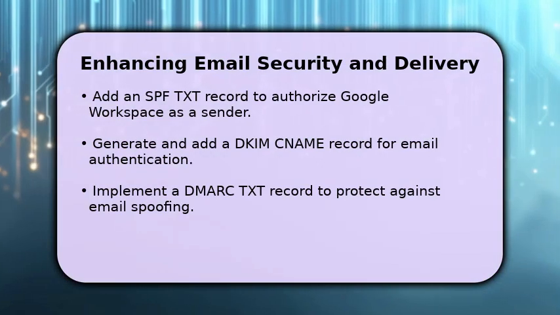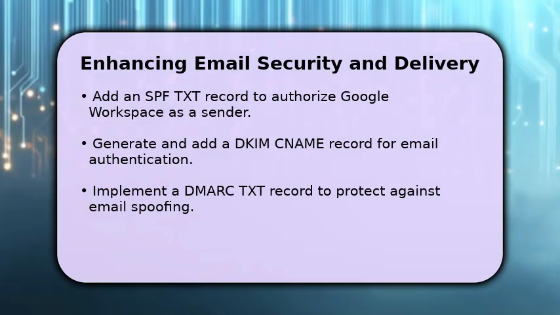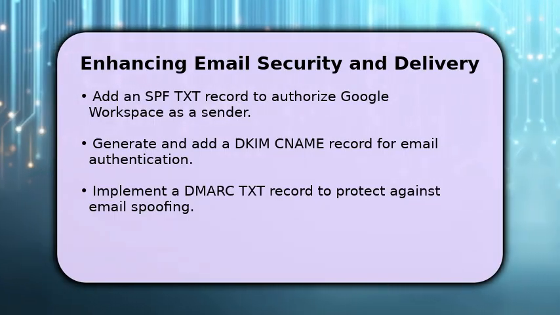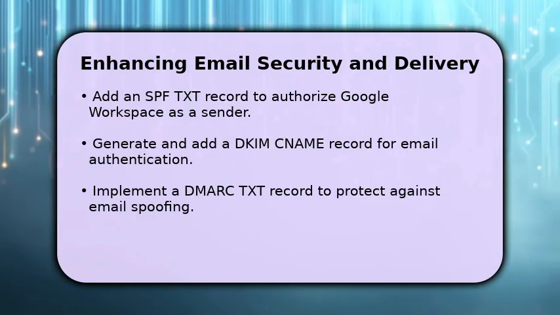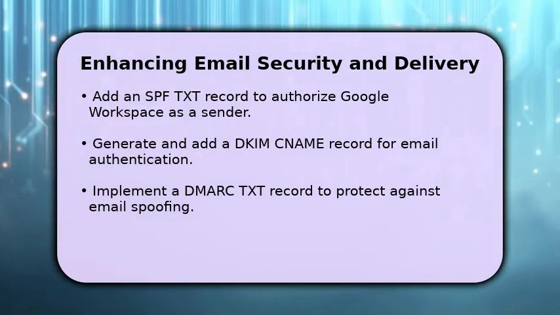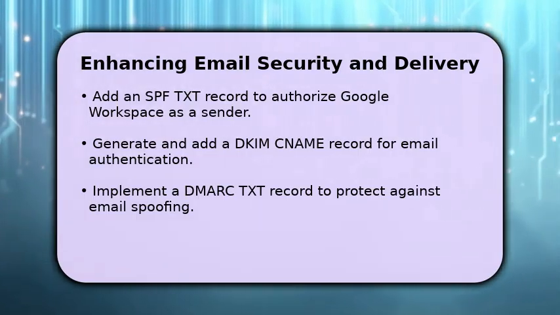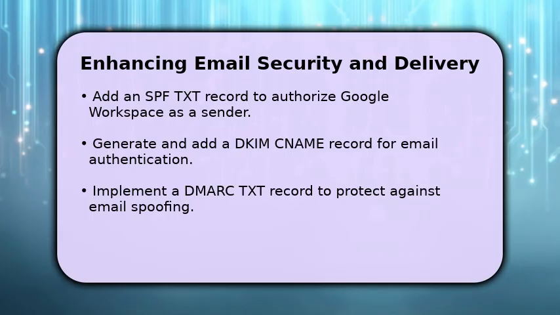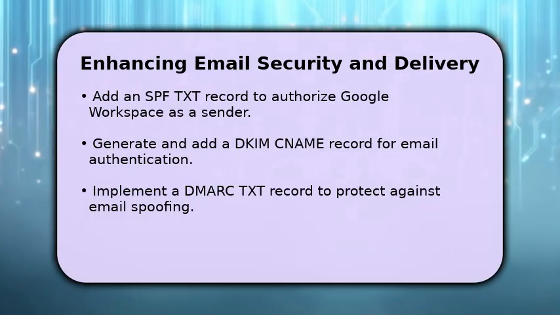To boost email security and ensure reliable delivery, you'll add 3 more records. First, an SPF TXT record authorizes Google Workspace to send emails on your behalf. Second, generate a DKIM CNAME record from Google Workspace and add it for email authentication. Third, implement a DMARC TXT record to protect against spoofing.